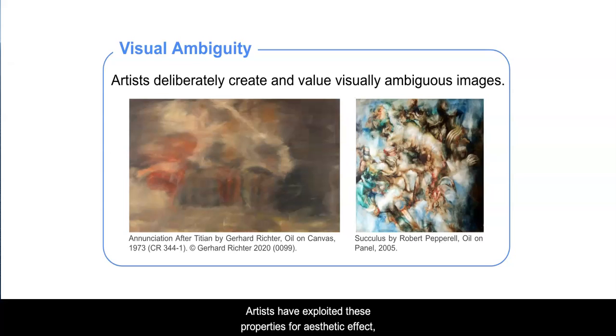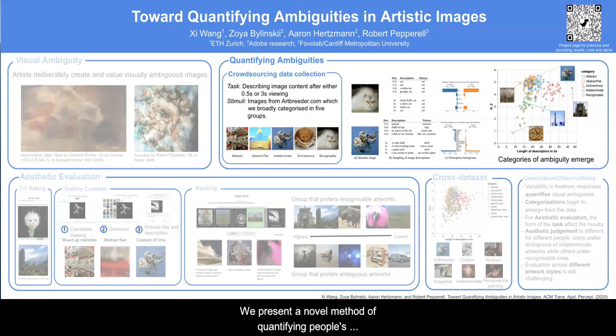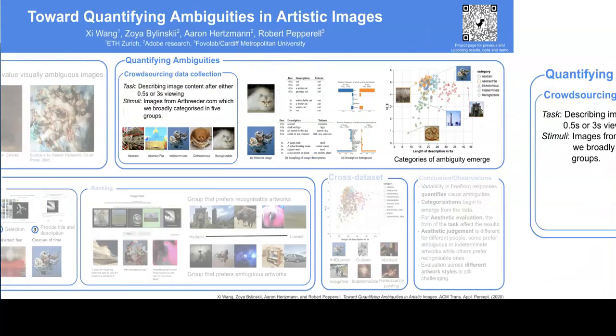Artists have exploited these properties for aesthetic effects, where they deliberately try to create ambiguities in their work, as we can see in these two examples. Our goal is to quantify these kinds of ambiguity. We present a novel method of quantifying people's responses to ambiguous images.